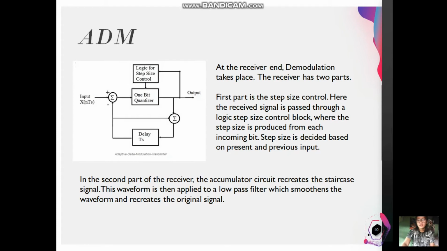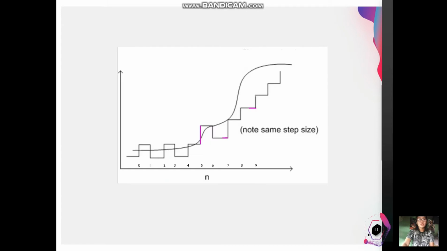At the receiver end, that is where the demodulation takes place. The receiver has two parts. The first part is the step size control. Here, the received signal is passed through a logic step size control block, where the step size is produced from each incoming bit. Step size is decided based on the present and previous input. In the second part of the receiver, the accumulator circuit recreates the staircase signal. This waveform is then applied to a low-pass filter, which smoothens the waveform and recreates the original signal.